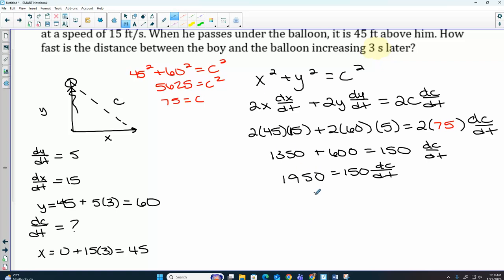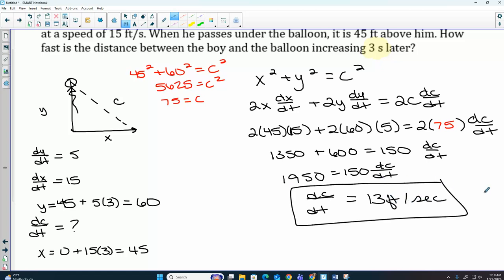So we get dC/dt equal to 13. C was our height, so that's in feet. T was our time in seconds. So that's increasing 13 feet per second.